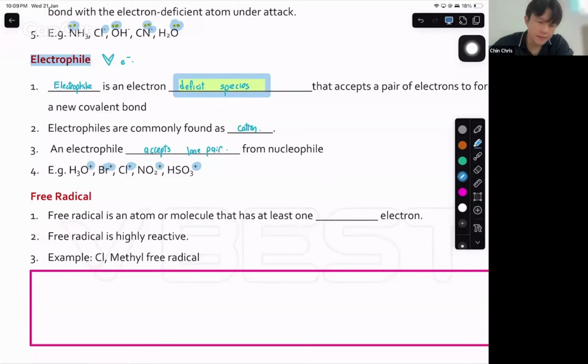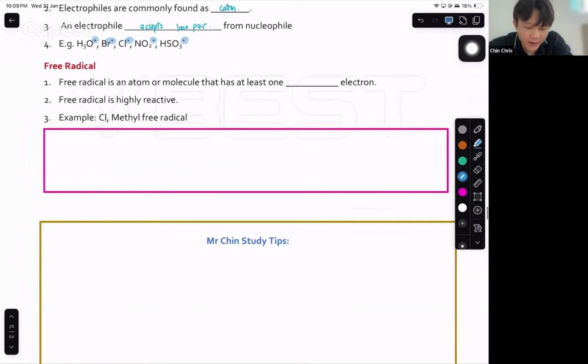All right, guys, next we have free radical. What is a free radical? A free radical is an atom or molecule that has at least one unpaired electron.